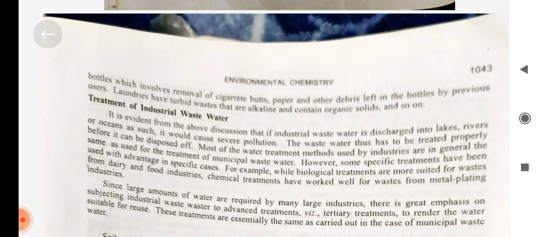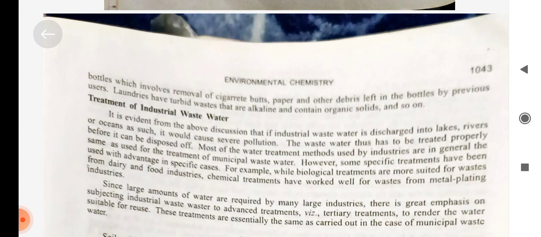Treatment of industrial waste. It is evident from the above discussion that if industrial waste is discharged into lakes, rivers, or oceans as such, it would cause severe pollution. The wastewater thus has to be treated properly before it can be disposed of. Most of the water treatment methods used by industries are in general the same as those used for the treatment of municipal wastewater. However, some specific treatments have been used with advantage in specific cases.